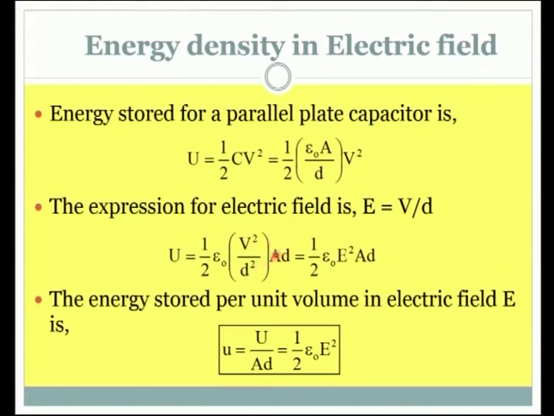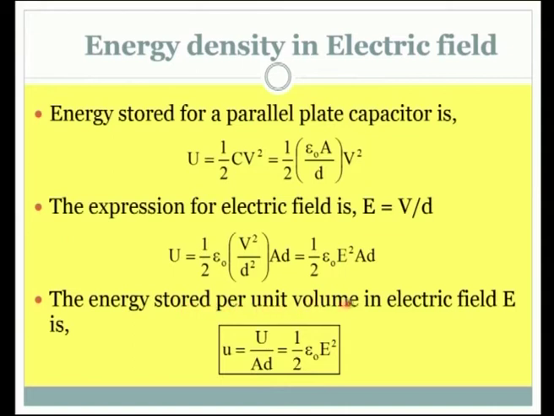So, we multiply and divide with D and write V square by D square as one term. What is this V divided by D? It is the electric field. So, electric field square is written here. So, we have brought in the electric field term in the energy equation. What about this A and D? A is the area of the plate, D is the distance of separation. So, this becomes the volume. So, if we bring the AD, which is the volume, to the denominator here, it is the energy stored per unit volume. So, we have that expression also here.